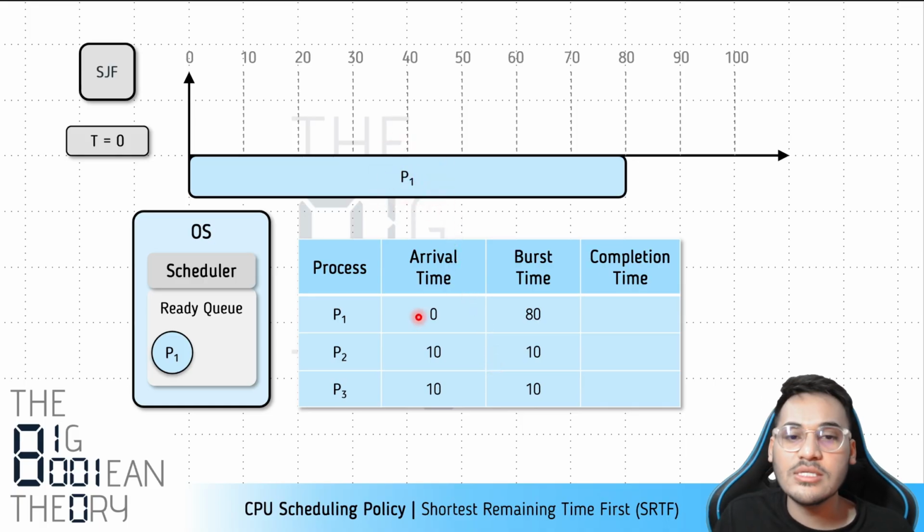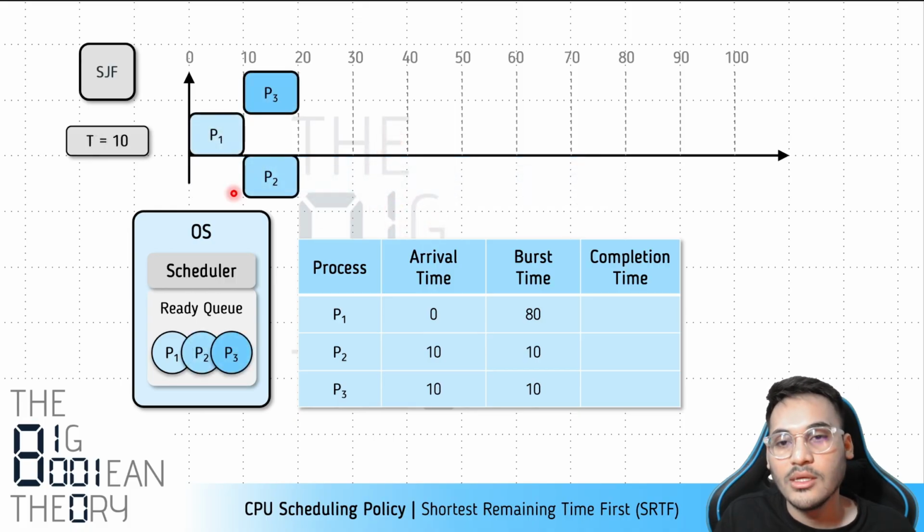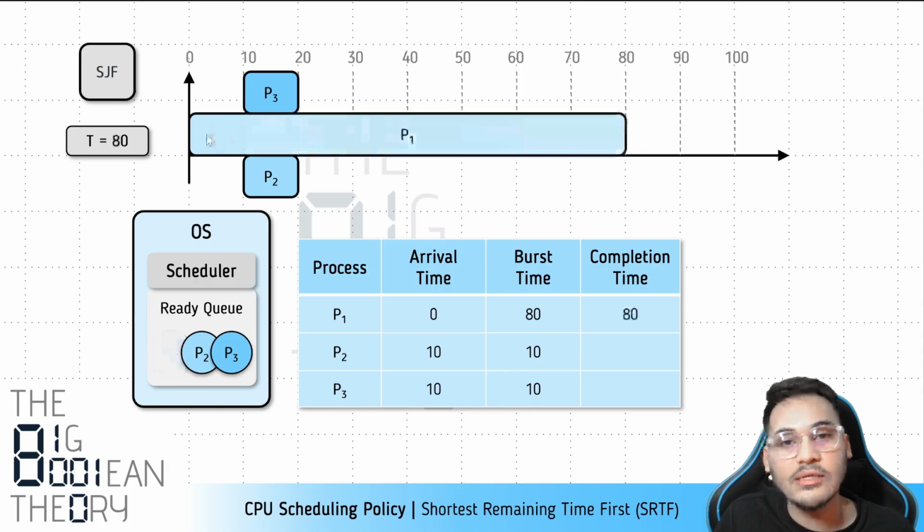Since at t equals 0, P1 is the only process, that is what will get scheduled, right? So at t equals 10, when the other two shorter processes arrive, P1 is already scheduled on the CPU. This is where the problem arises, because shortest job first is a non-preemptive policy. Since process P1 is already scheduled, we cannot do much. It will execute till completion.